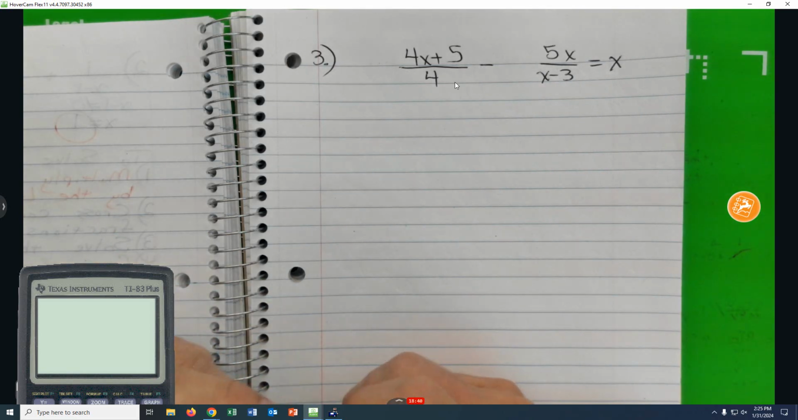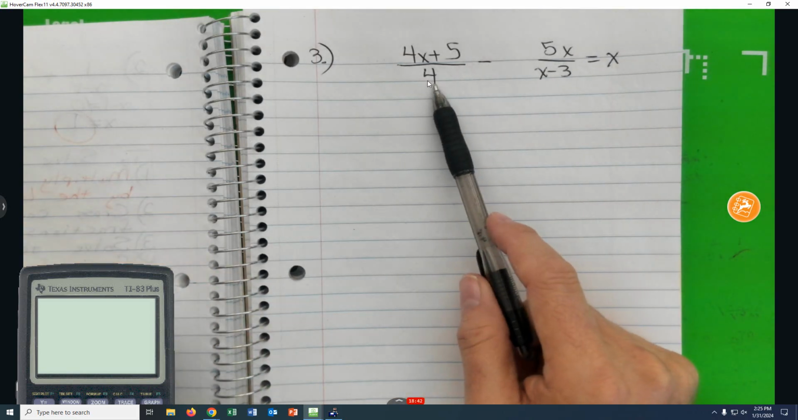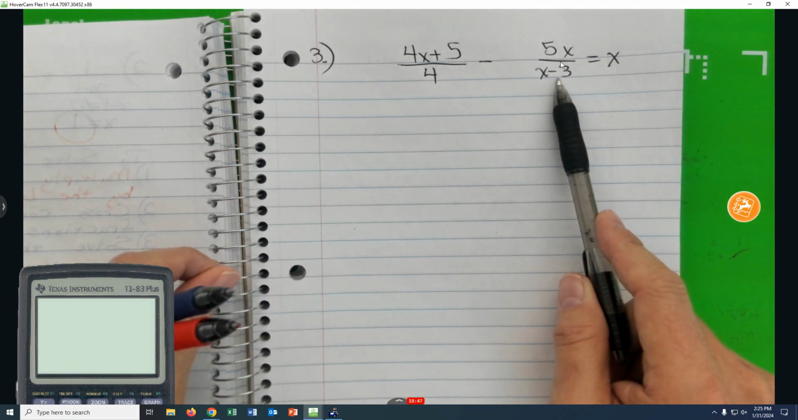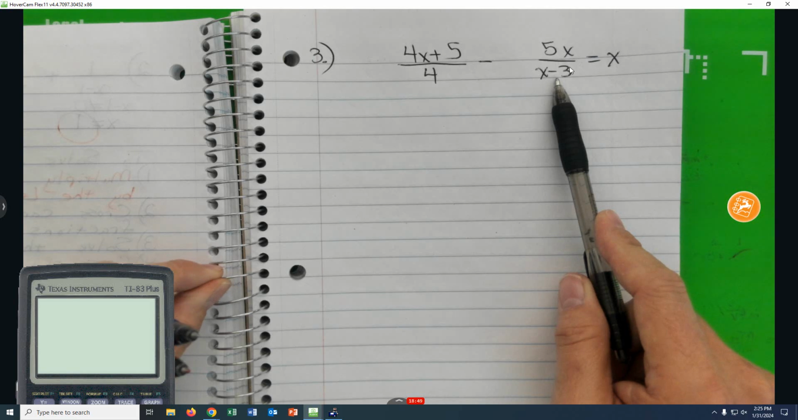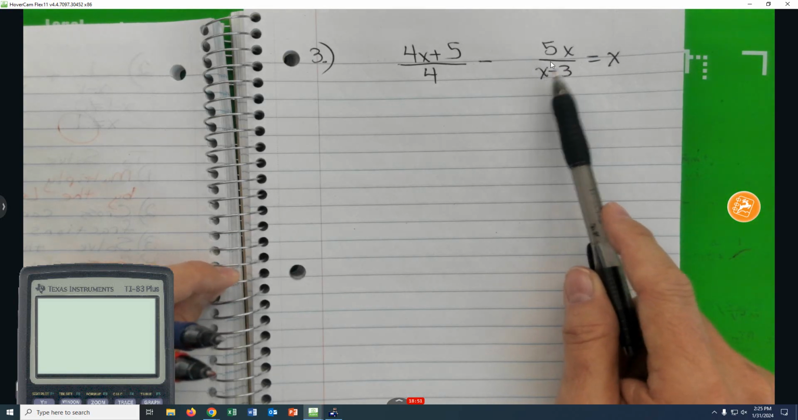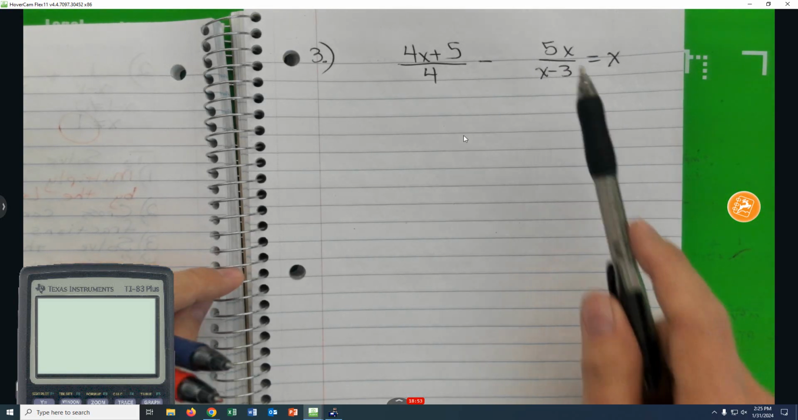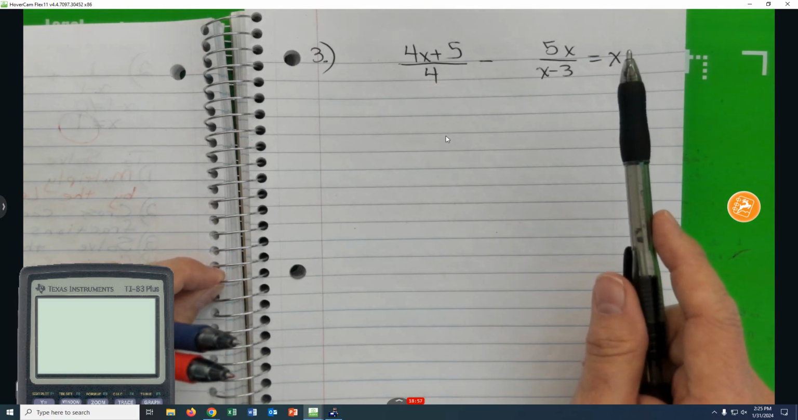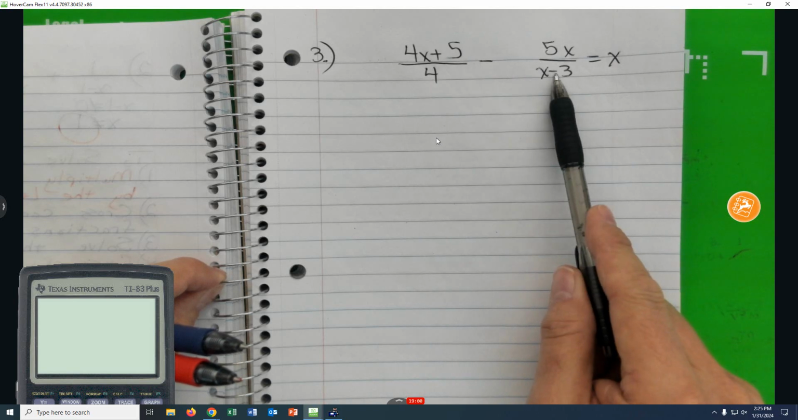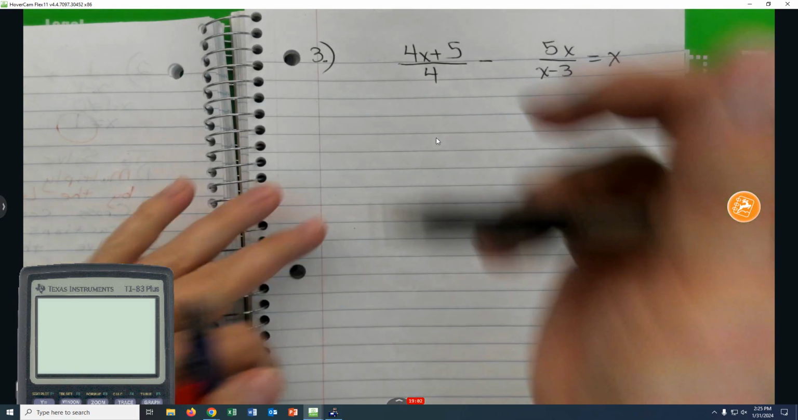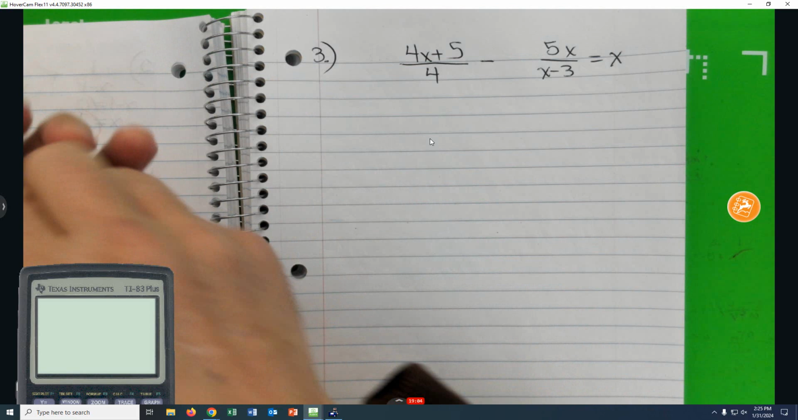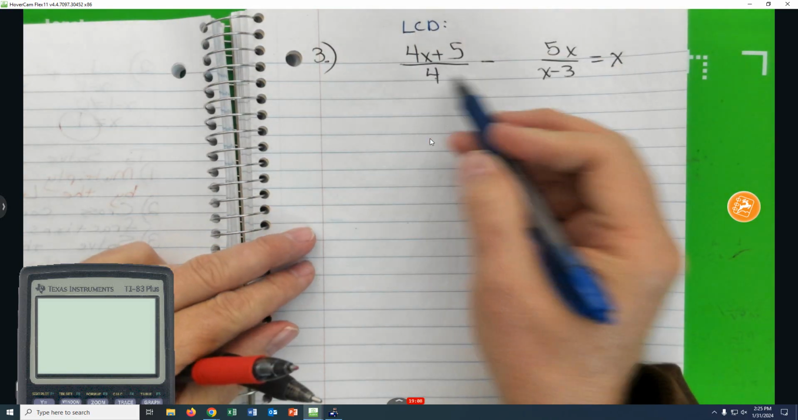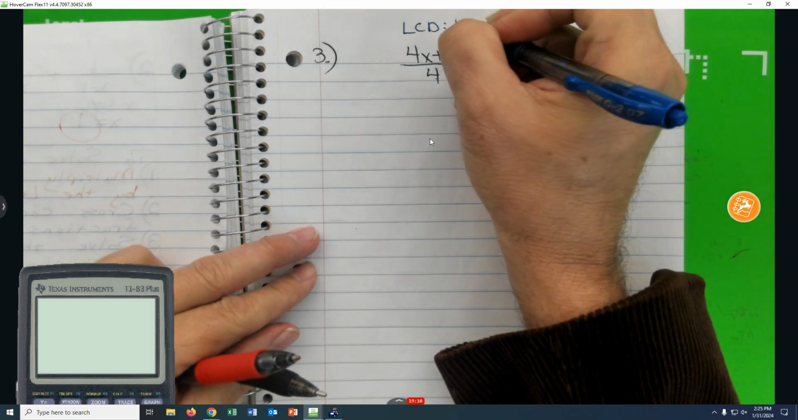Can you factor those things? Well, 4 is just a number, so no, you're not going to factor that. What about x minus 3? Can x minus 3 be factored? No, if it's going to be factored, you'd expect to see some exponents on it. If you have 2 distinct denominators that are not factorable, the least common denominator will be the product of the denominators, 4 times (x minus 3).